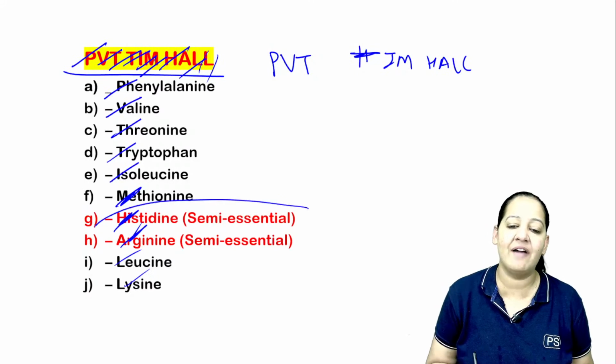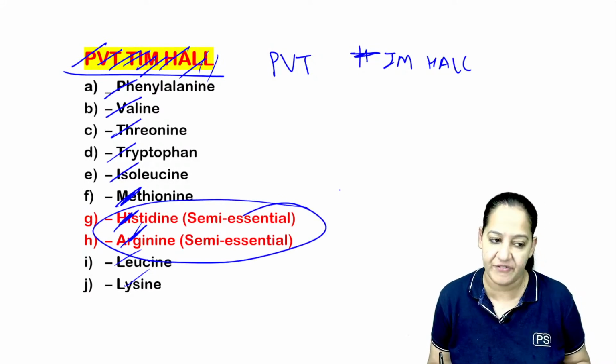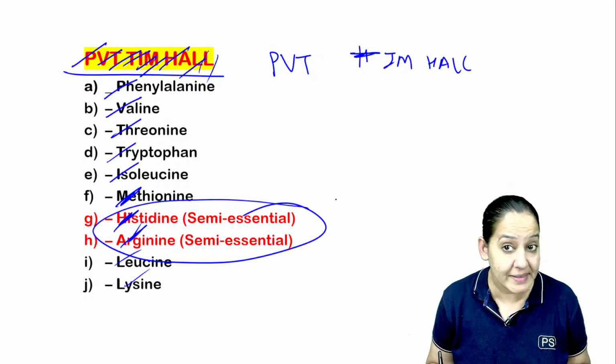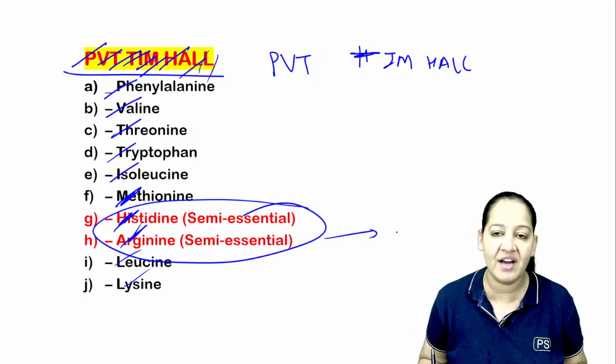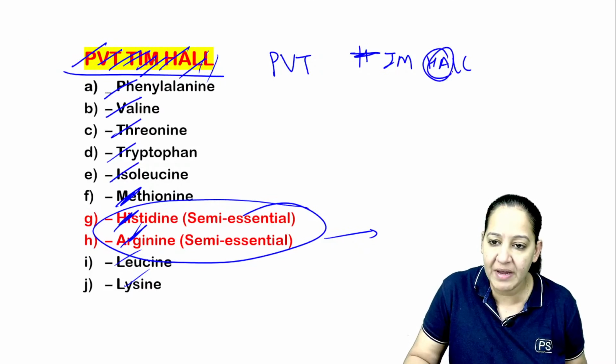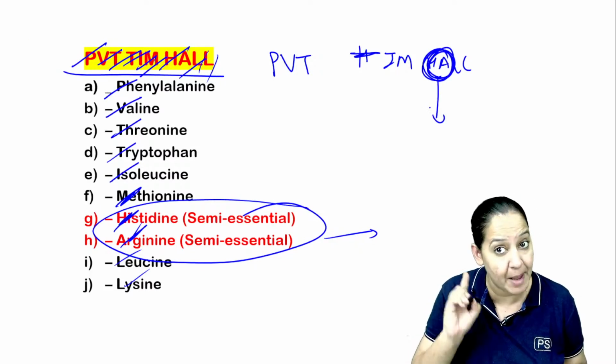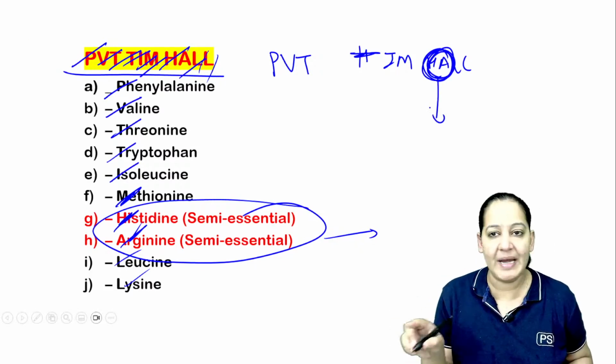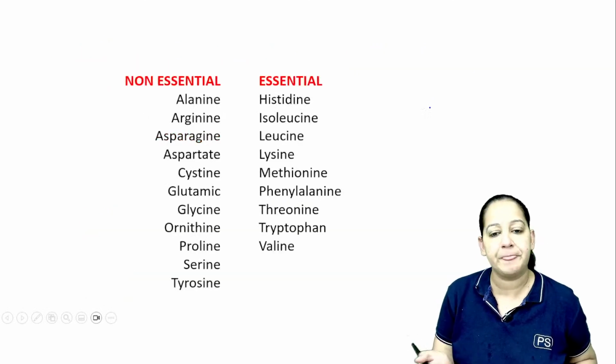Among them, you can see I have highlighted histidine and arginine with a different color. Why did I give a different color to histidine and arginine? Because they are essential in children but not in adults. I mean to say they are semi-essential. So from PVT Tim Hall, HA is semi-essential. Never forget. And the remaining ones are purely essential.